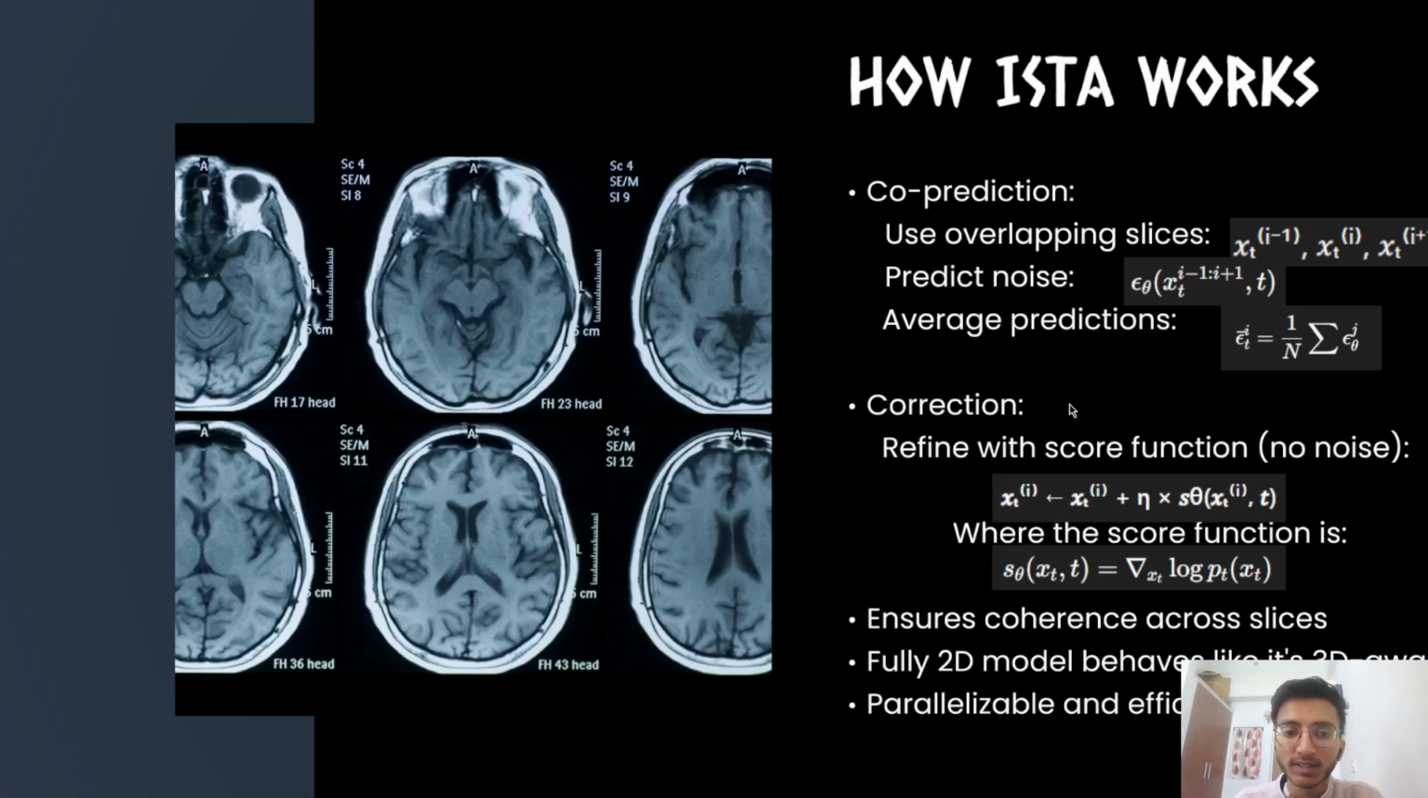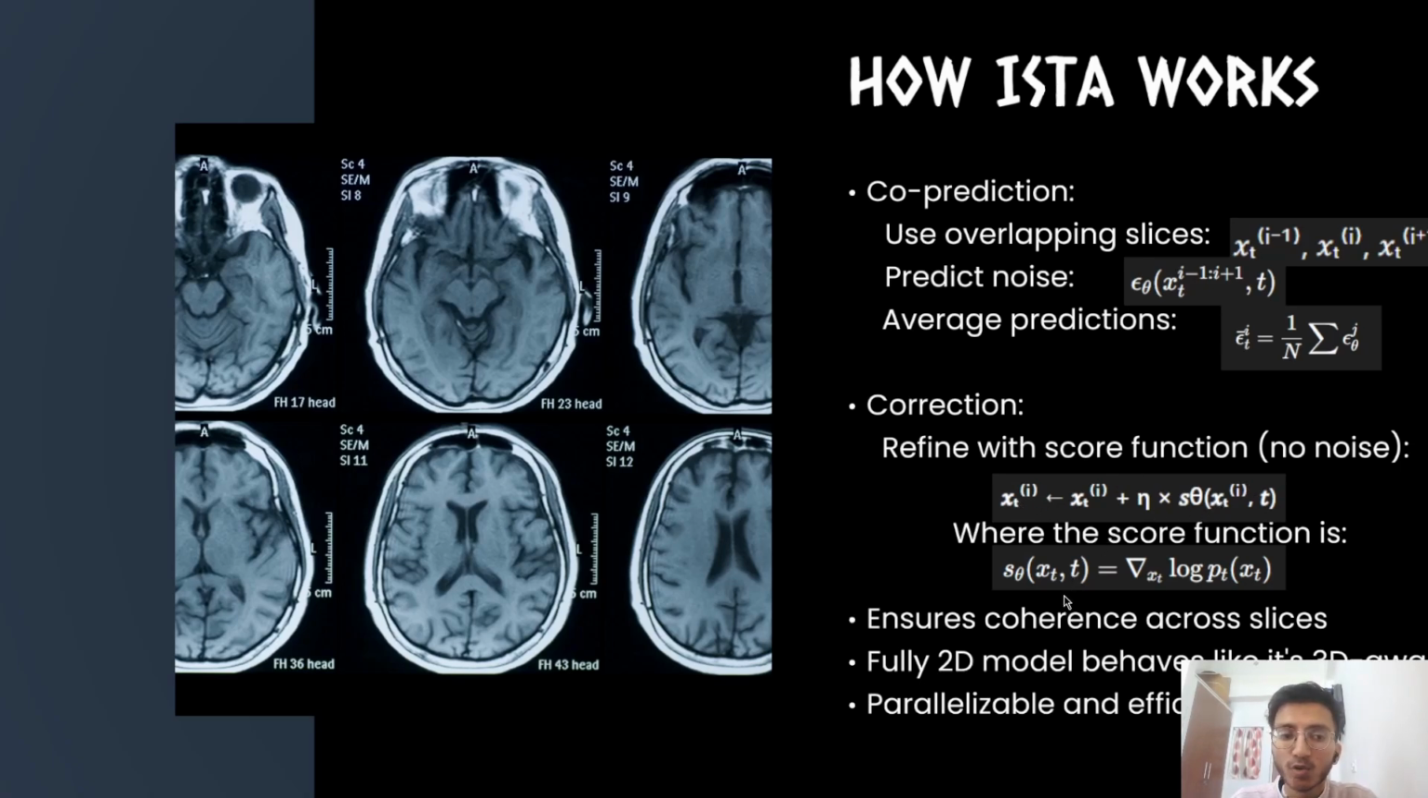Now, if we talk about the second phase, that is correction. Once the co-predicted estimate is obtained, we apply a deterministic correction step. This doesn't involve noise. Instead, it uses a score function that gently adjusts the prediction to fall on the manifold of valid medical images. The score function is based on the gradient of the log probability, and the corrected sample is updated using this function.